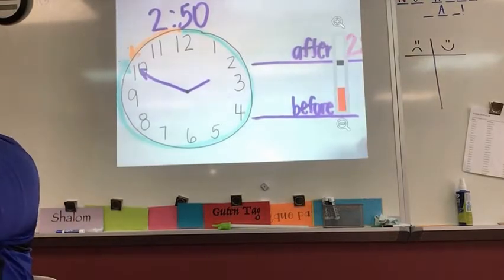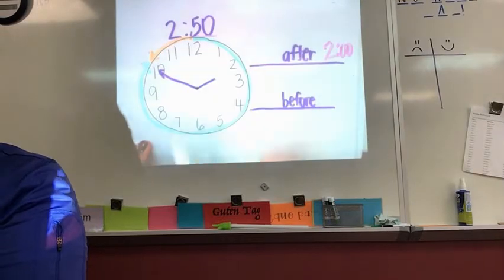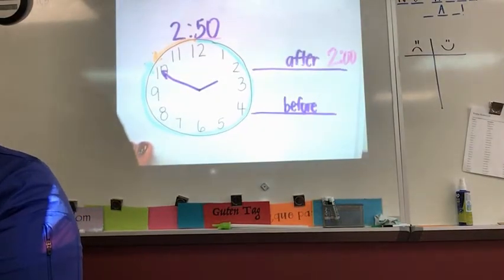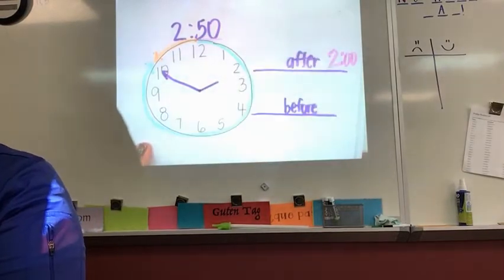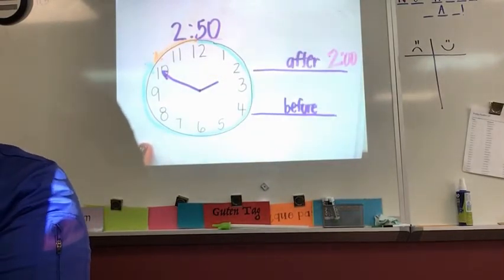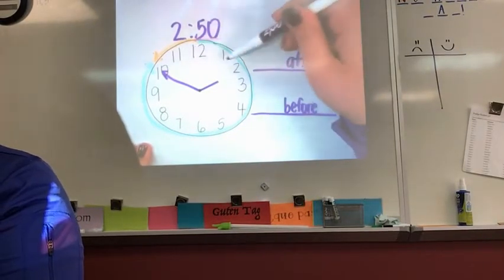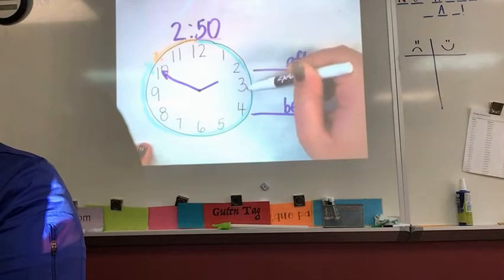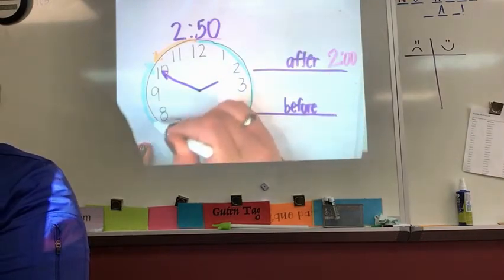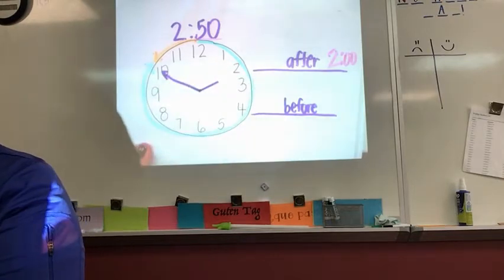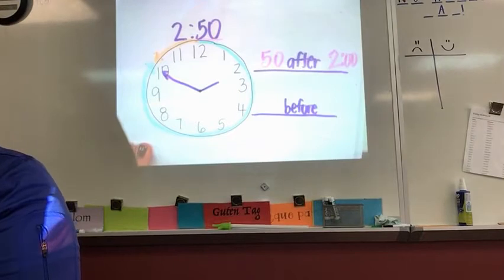Well, we know it's not just 2 o'clock. We've gone this many minutes after 2. You can always check it by looking. This one's kind of the easier one. We know that we've gone 50 minutes after 2, but we can double check it with our clock. So let's count how many minutes we've gone on the green. Ready? 5, 10, 15, 20, 25, 30, 35, 40, 45, 50. We've gone 50 minutes after 2.